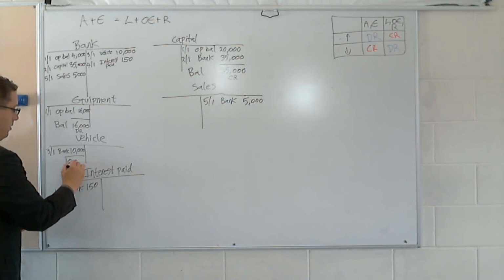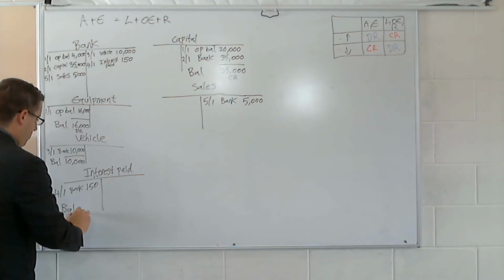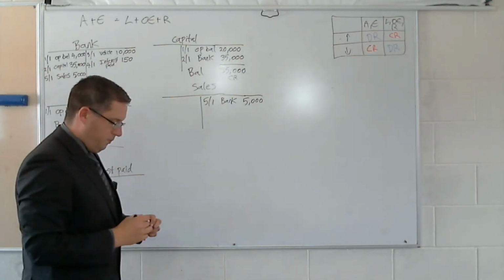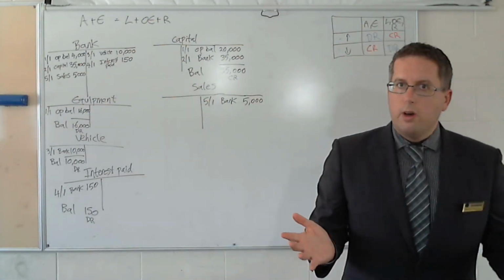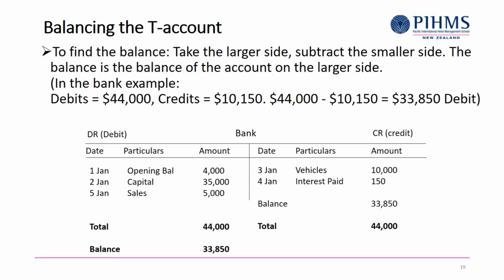Likewise with vehicle, easy, that's 10,000. Interest paid, that's 150. These are all debits. So it's easy when there's just one thing on one side. You just add it up, that's your balance. Okay, things get a bit harder when you have things on both sides. So our bank account is the one example of that. To find the balance, you take the larger side and you subtract the smaller side. And the balance is the balance still on that larger side.